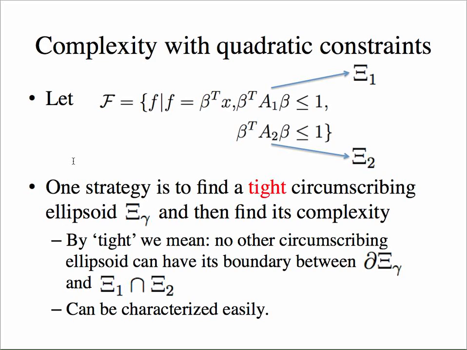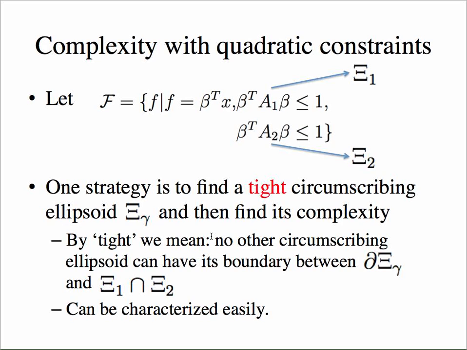So let the abstract function class with two quadratic constraints be represented as F, the set of linear functions such that beta transpose A1 beta is less than or equal to 1 and beta transpose A2 beta is less than or equal to 1. Let the ellipsoids corresponding to each of the constraints be psi1 and psi2. One strategy is to find a tight circumscribing ellipsoid psi gamma and then find its complexity.